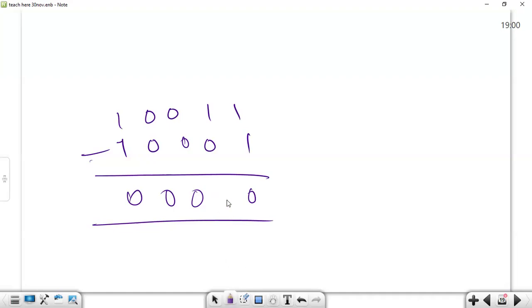1 subtracted by 1 becomes 0. So let's verify this. 1, 2, 4, it doesn't matter. So this is 2 in decimal.